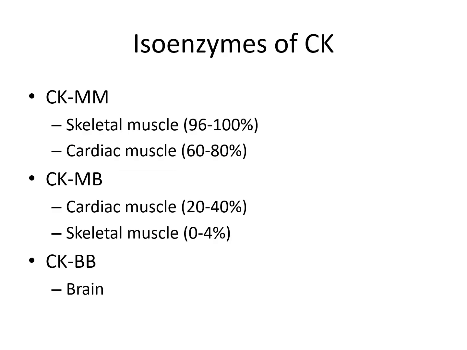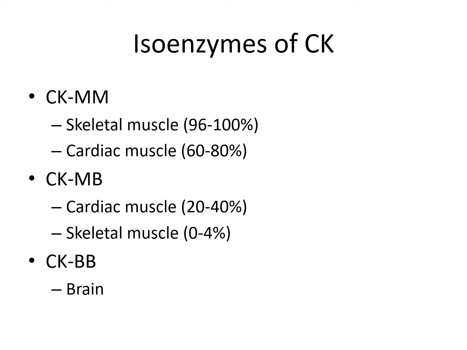All right, isoenzymes of creatine kinase. As I mentioned a few slides back, there are 3 isoenzymes for creatine kinase. They are CKMM, CKMB, and CKBB. Now, the names of the isoenzymes are derived from the electrophoretic pattern that we get by measuring CK isoenzymes.